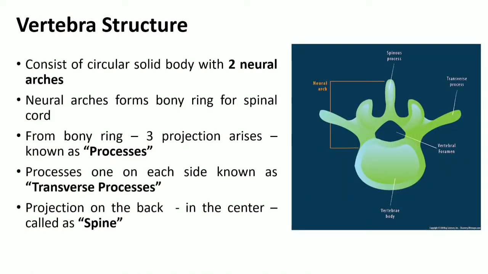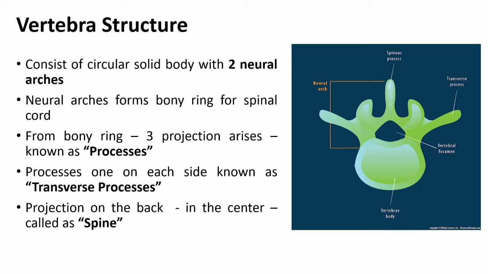Now let's see the structure of this vertebral column. It consists of a circular solid body with two neural arches. These neural arches form a ring-like structure. Through this bony ring, our spinal cord passes. Spinal cord is a tube-like structure consisting of bundles of nerve fibers. Apart from the bony ring, a vertebra has three processes. These processes present on each side are called transverse processes, whereas the projection on the back side in the middle is called the spine. In a skinny person, this spine can be felt by touching the middle portion of our back.